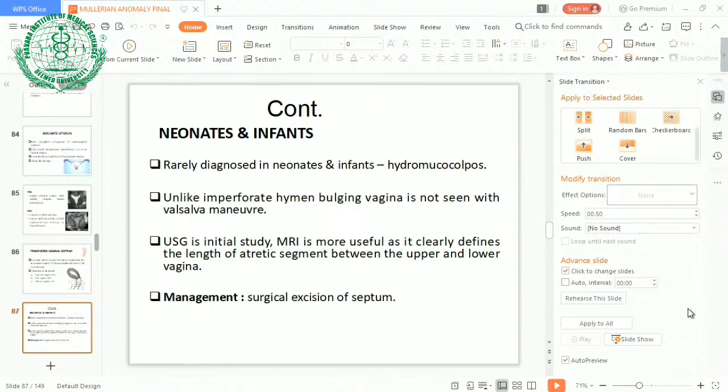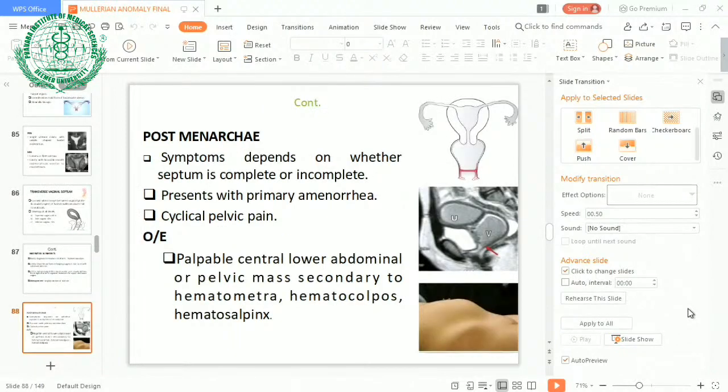Rarely diagnosed in neonates and infants because of the hydromucocolpos. Unlike imperforate hymen, bulging vagina is not seen with the Valsalva maneuver. USG is the initial study. MRI is more useful as it clearly defines the length of the atretic segment between the upper and lower vagina. Management is surgical excision of the septum.